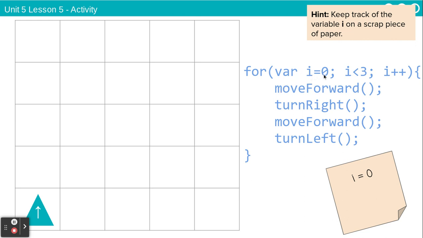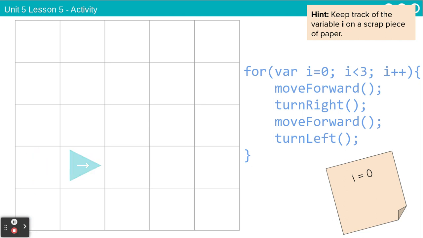So our starting step is 0, and we want to do this as long as your step is less than 3, and we want to increase it each time by 1. If these things are true, you're going to move forward, rotate to the right, move forward again, and rotate to the left. All right, so let's think about where this will go. If we go forward, rotate, so you'll be facing to the right, move forward, and then rotate to the left, so you'll be facing up.